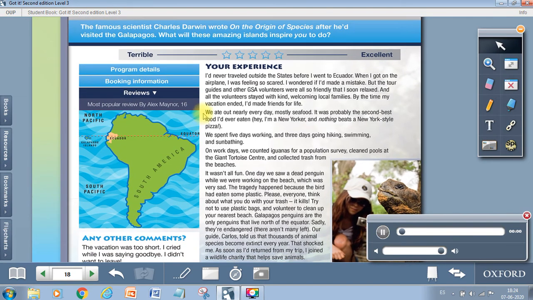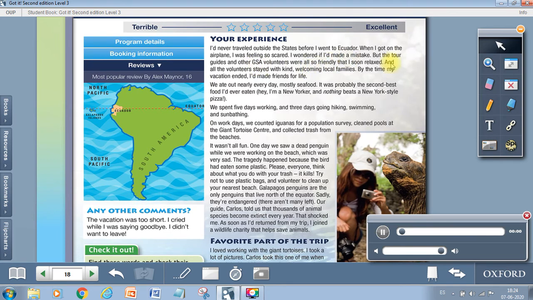Your experience. I'd never traveled outside the States before I went to Ecuador. When I got on the airplane, I was feeling so scared. I wondered if I'd made a mistake. But the tour guides and other GSA volunteers were all so friendly that I soon relaxed. And all the volunteers stayed with kind, welcoming local families. By the time my vacation ended, I'd made friends for life. We ate out nearly every day, mostly seafood. It was probably the second best food I'd ever eaten. Hey, I'm a New Yorker, and nothing beats a New York-style pizza.